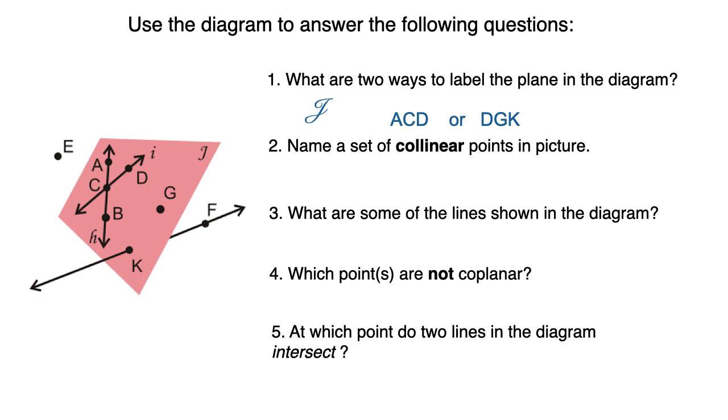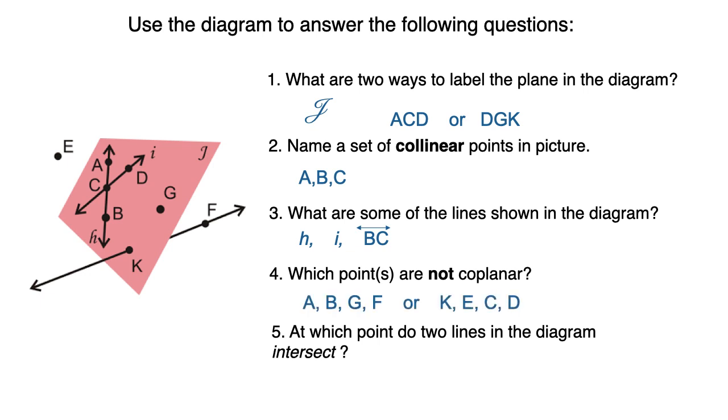A set of collinear points in the picture. We have to have 3 or more points that lie on the same line for them to be collinear. So let's use points A, B, and C. Some lines that are shown in the diagram. There are 2 lines that we see that are labeled with a single italicized letter. So we have line H, line I, but we can name a line by 2 points that lie on the line with that symbol above it, line BC.